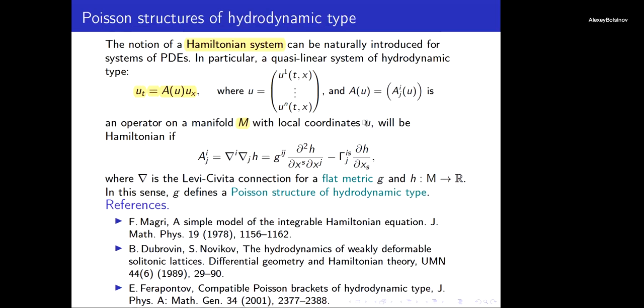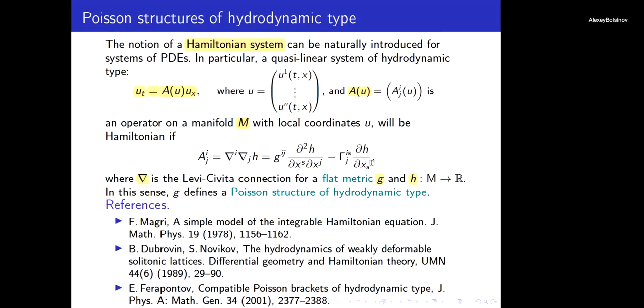And again, without explaining why, I just state one result. Let us assume that we have a flat metric G, and we have a function H defined on our manifold M. Then we construct an operator A_ij, which is nothing else but what is called the Hessian of this function H with respect to the Levi-Civita connection nabla related to this flat metric. If the operator A of U is defined by means of this formula, then this system of quasi-linear equations is Hamiltonian.